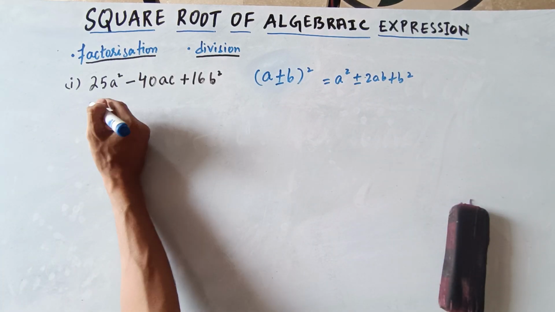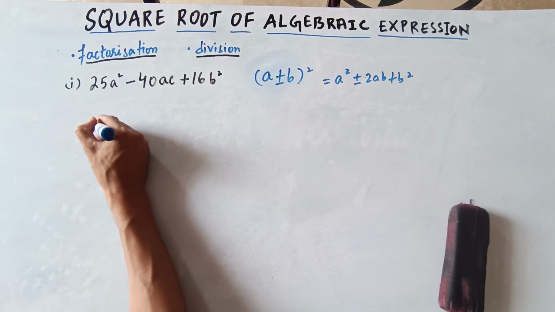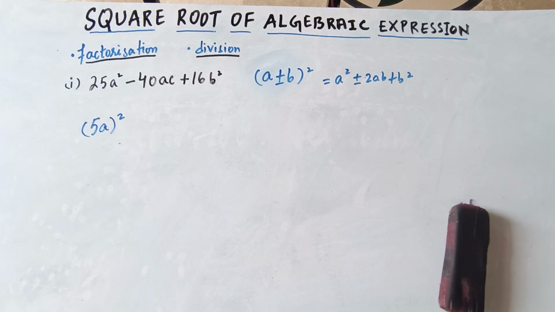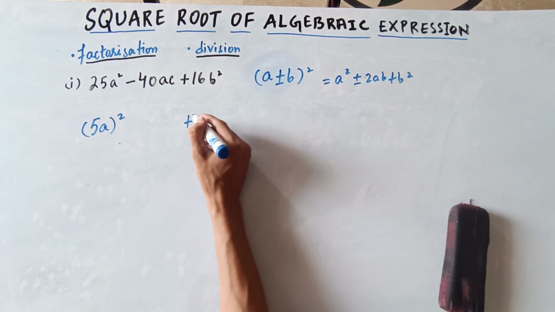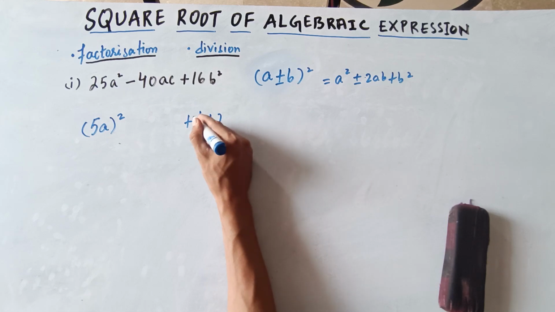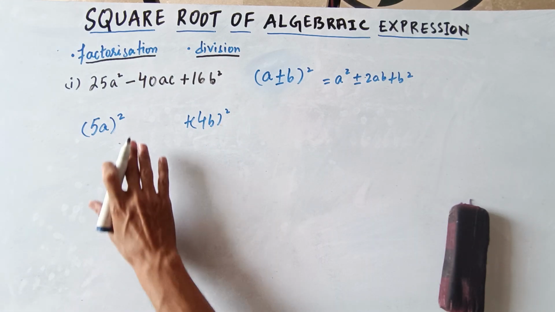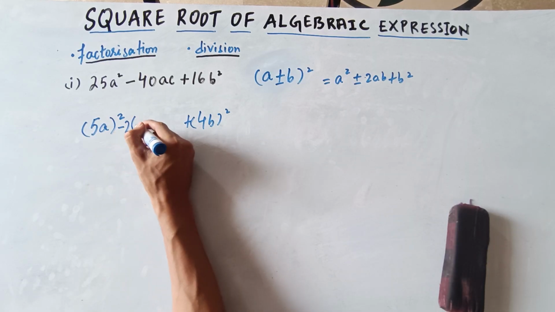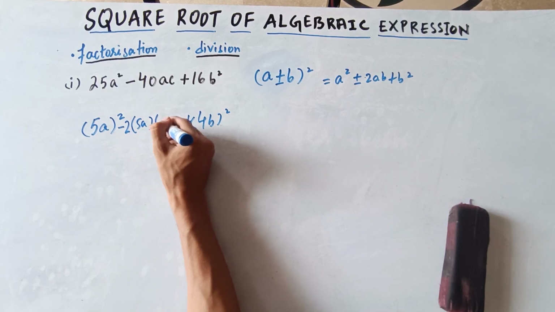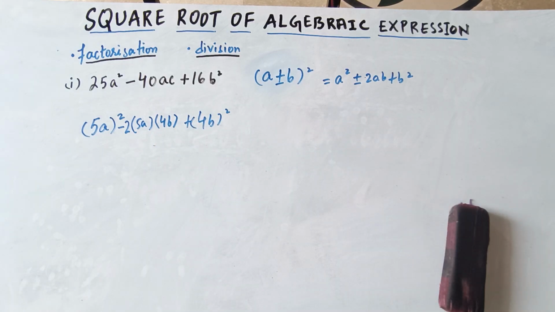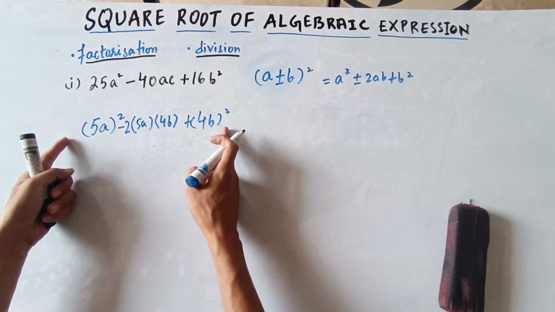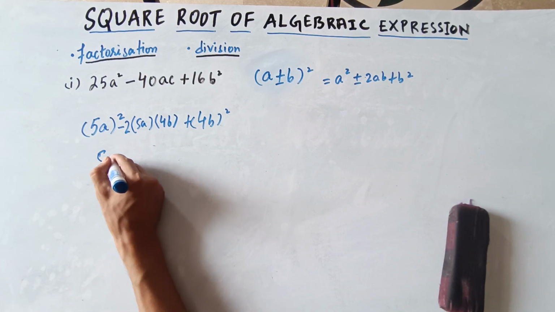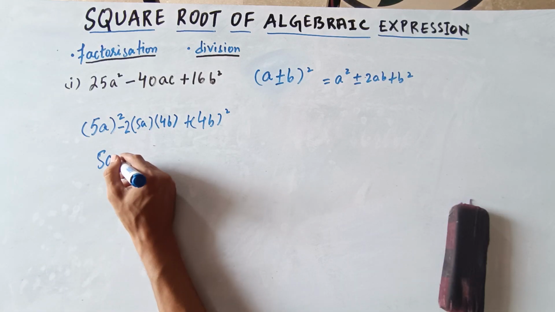Over here it is written 25a square, so yes, you can write it as 5a whole square, and then the last term 16b square can be written as 4b whole square. And you know that in the middle it should come minus 2ab, so minus 2 times 5a times 4b. Now you can convert this particular form into the identity, where your a is 5a and your b is 4b.